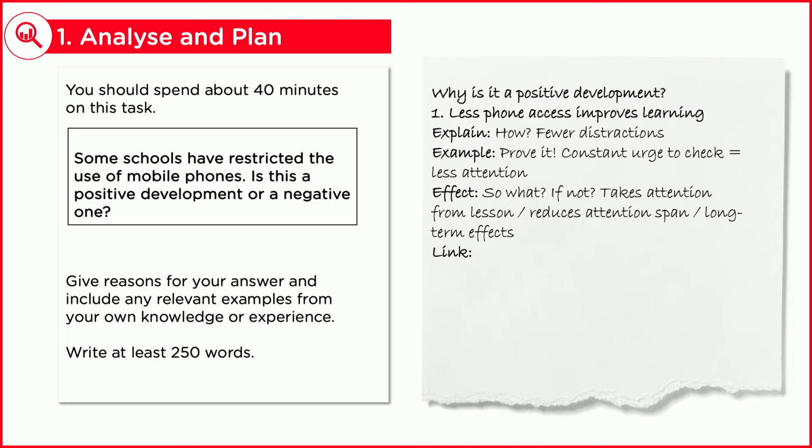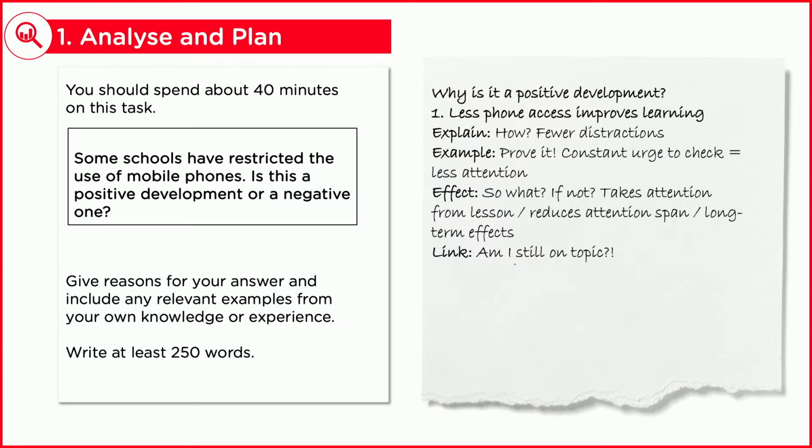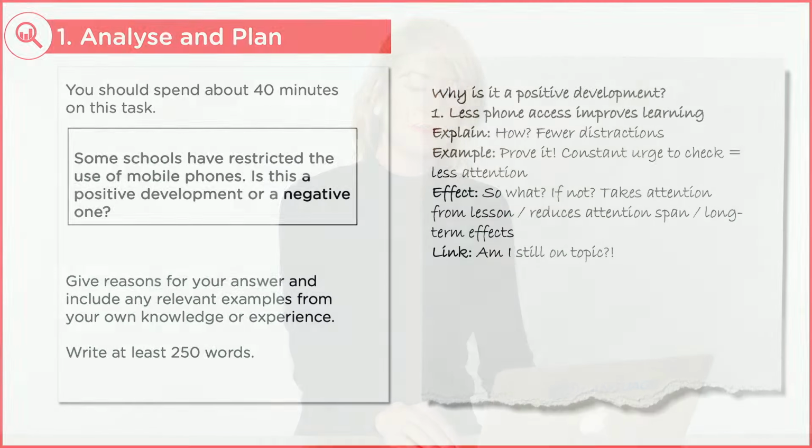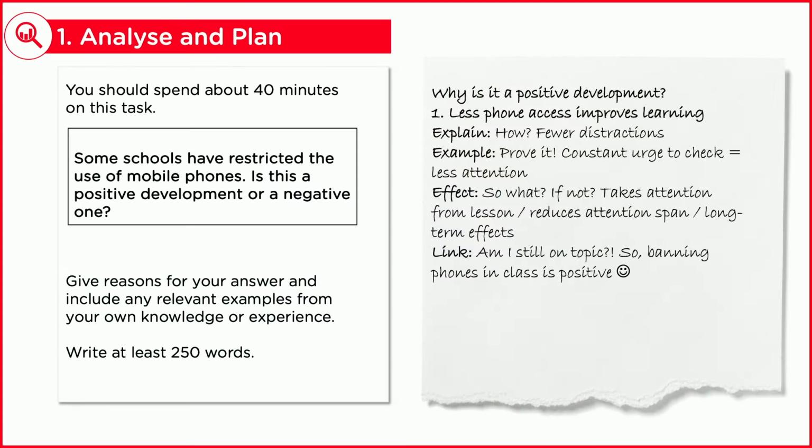Lastly, I finish my paragraph with a link. So this is a link forward to the next paragraph. I might start to introduce the next idea or a link back to the topic. And really here I'm asking myself, am I still on topic? Sometimes at the end of your paragraph, you might notice that actually you've drifted really far away from the question. So use this sentence to just check that you haven't gone too far and hopefully just to kind of tie up that paragraph. So for me, I'm going to basically say, so banning phones in the classroom is positive. So I'm just coming back to that main point. And this is the skeleton of my body 1 paragraph.